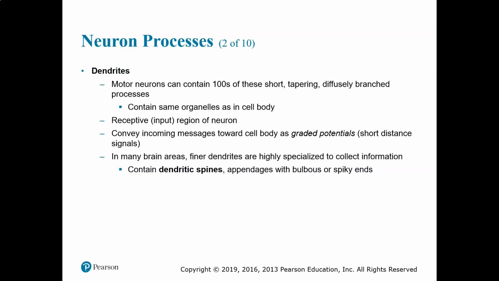All right, dendrites. Motor neurons can contain hundreds of dendrites. They contain the same organelles as in the cell body. That's something that you might not think because they're so thin, but they are the receptive region of the neuron. They receive impulses. They receive electrical information, and they convey that information toward the cell body as graded potentials.